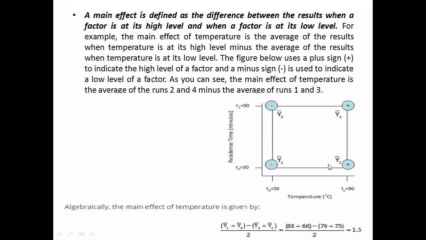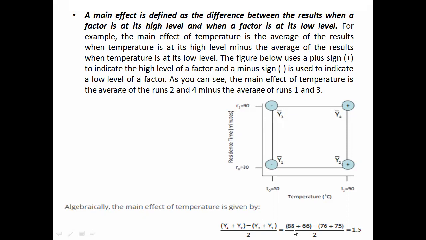Okay, so here the same condition: y1, y2, y3, y4; T0 50, T1 90, R0 30, R1 90. This is the time in minutes. This is the temperature in centigrade. So algebraically, the main effect of temperature is given by (y4 plus y2 bar) minus (y3 plus y1 bar), divided by 2.